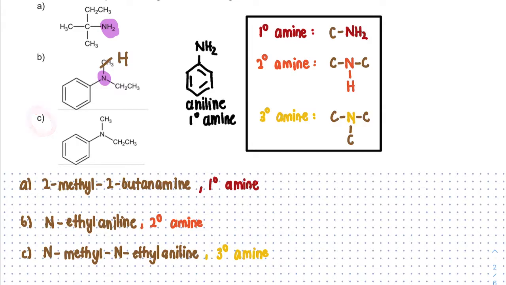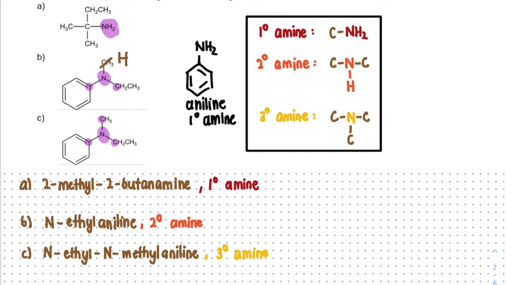Example C is the same. Our nitrogen is directly attached to the benzene ring, so the parent name will be aniline. But on the nitrogen we have 2 substituents: one carbon is methyl, and two carbons is ethyl. For the naming, we follow alphabetical order, so E comes before M: N-ethyl, N-methyl aniline. For the classification, this nitrogen is attached to 3 carbons, so it is a tertiary amine.